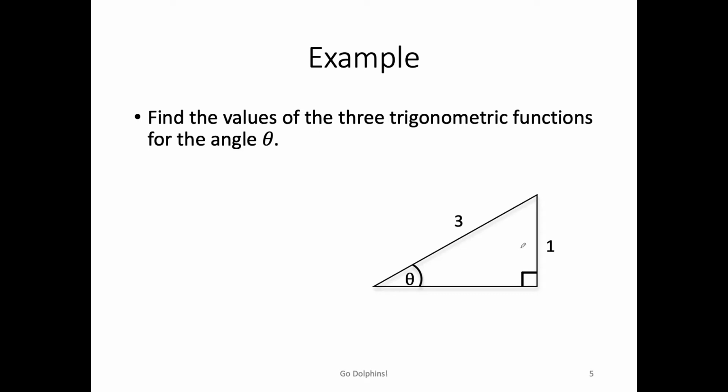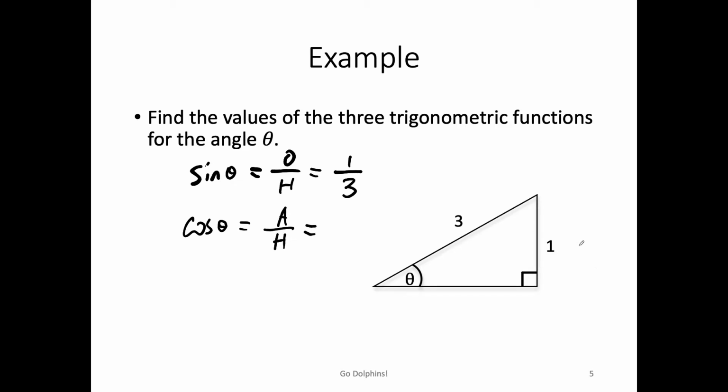For example, in this example, we want to find the 3 trigonometry functions of angle theta. Now, of course, it's easy for sine theta, which is opposite side over hypotenuse, 2 numbers we already know: 1 over 3, opposite side is 1, hypotenuse 3. Cosine theta is adjacent side over hypotenuse. But in this problem, we only know the opposite side and hypotenuse. We didn't know the adjacent side yet.